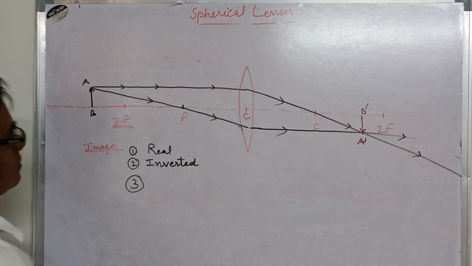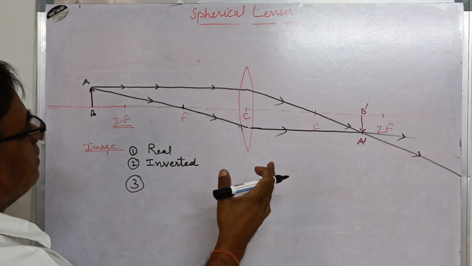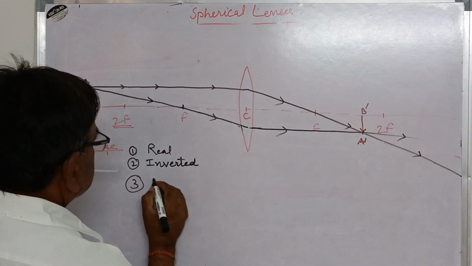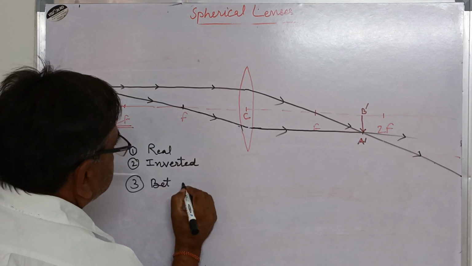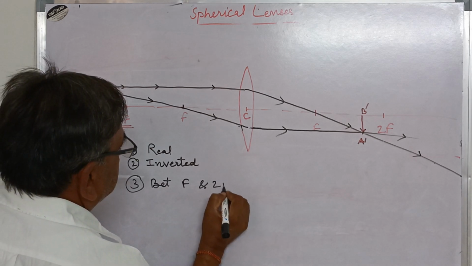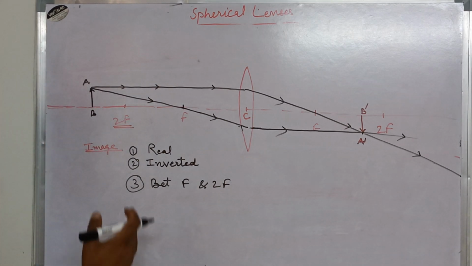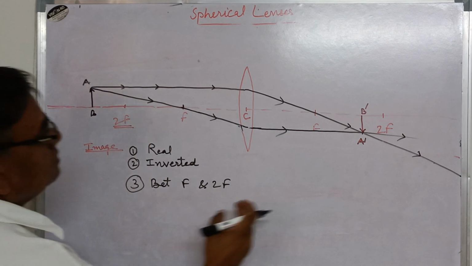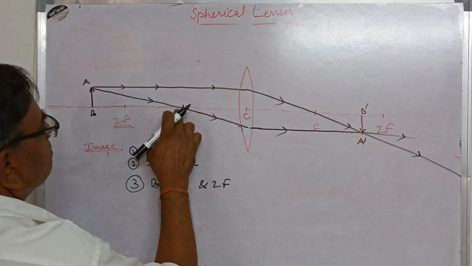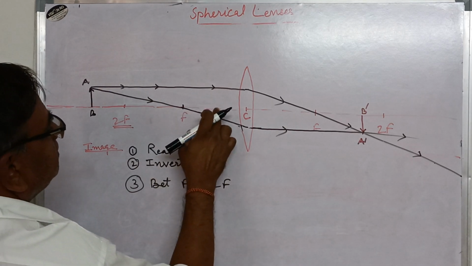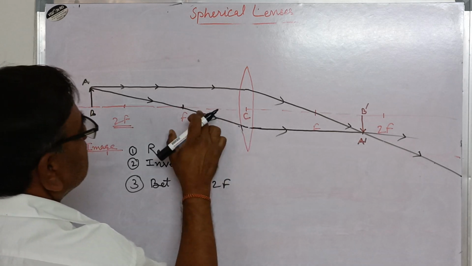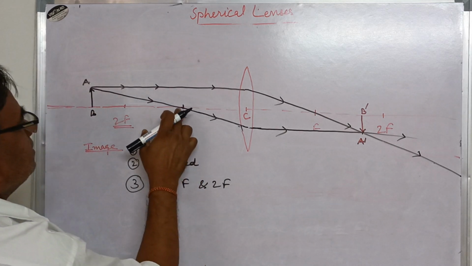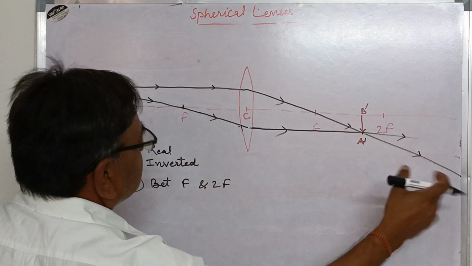Number 3: it is on this side, the location is between F and 2F. Naturally, you see the object is moving in this direction, so the image is moving in this direction. When the object was between C and F, the image was on this side. That was virtual, only one case. And when the object is at the focus, the image was on this side at infinity.